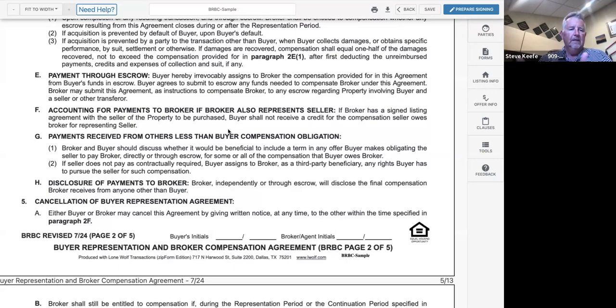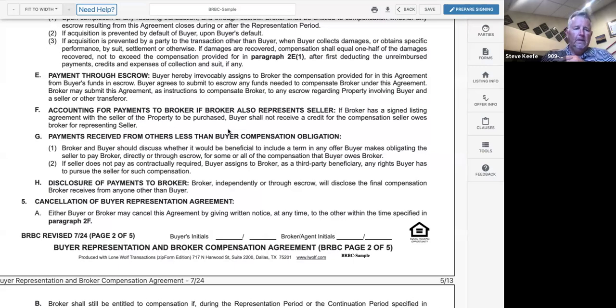So this is basically, let me read it to you. A broker and buyer should discuss whether it would be beneficial to include a term in any offer buyer makes obligating seller to pay the broker. So it forces that conversation. And then it says if seller does not pay as contractually required, the buyer assigns to broker as a third-party beneficiary any rights. So let's say the seller agrees to pay the broker and then they don't in the end. In order for them to pursue the seller for the monies that they're owed, they would have to have the authority, and this paragraph gives the authority to the buyer's broker to go after the seller if necessary.